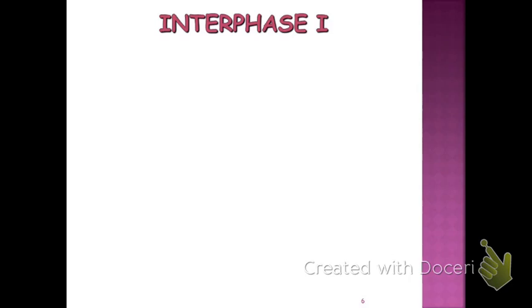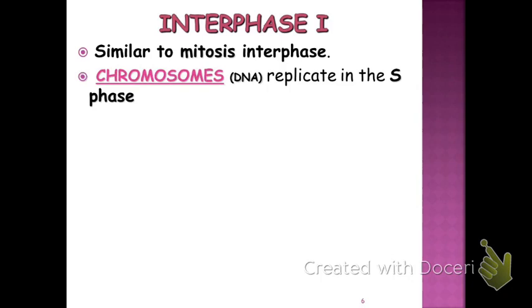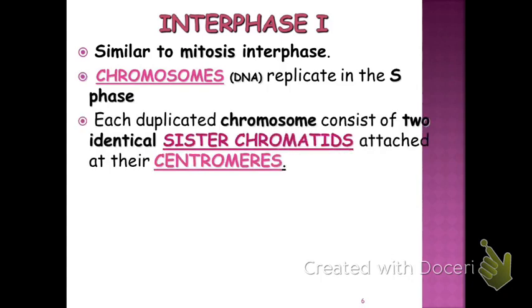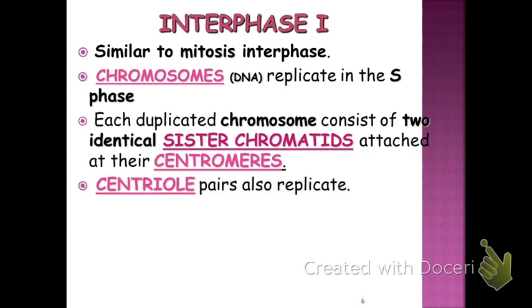Okay, remember all cells go through a process of interphase, and this is just when the cell is growing normally and having its normal process. So the interphase of meiosis is very similar to the interphase of mitosis. Our chromosomes replicate in the S phase just like before, right? But now we're going to have each chromatids. Remember, we still have those sister chromatids that are identical, attached at the centromeres just like before.